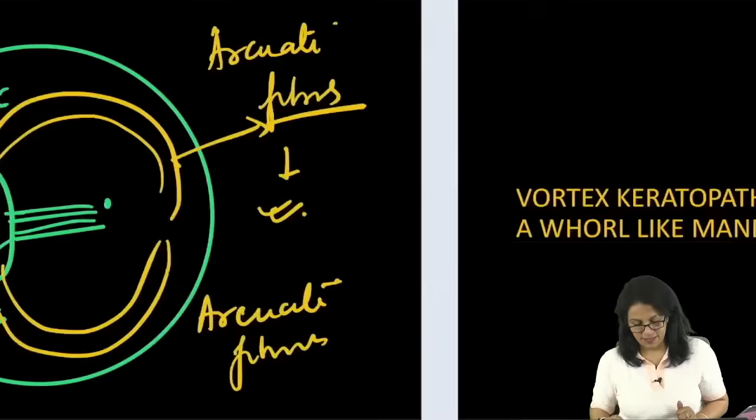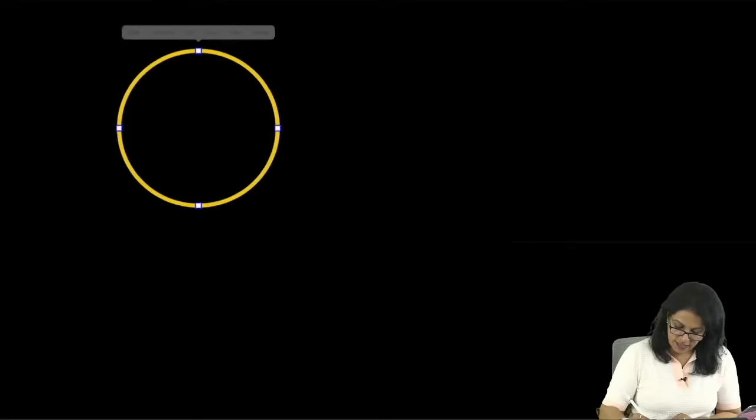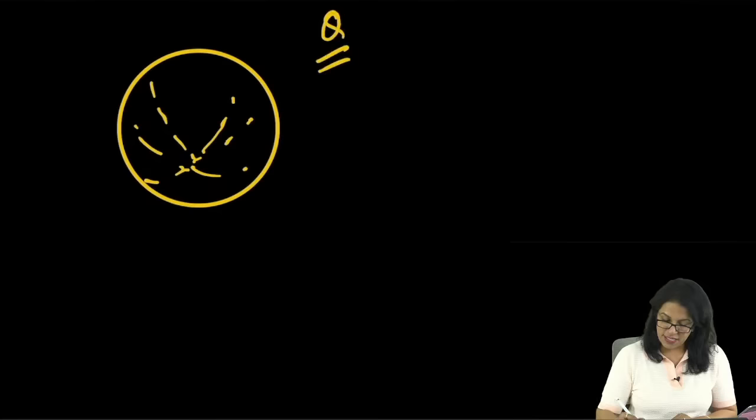Yeah, next point. Vortex keratopathy is deposition of the drug in a whirl-like manner. We all know vortex keratopathy, correct? We also call it cornea verticillata. So the drug is deposited in a whirl-like manner like this. Quickly, this was again your INI-CET question. What are the causes? We will learn chloroquine, then amiodarone, very important.